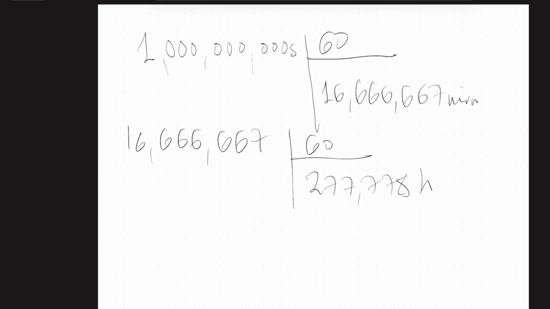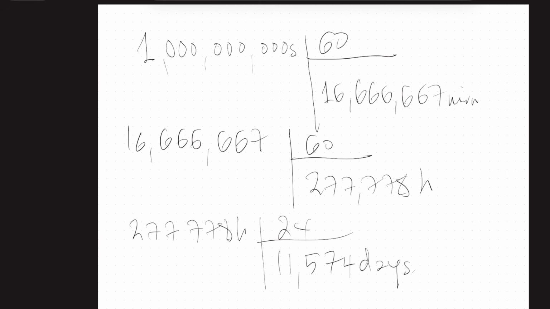Let's continue breaking it down. We divide 277,778 hours by 24. That will give us a number like this: 11,574 days. Let's continue further. Let's convert 11,574 days into years. So 11,574 days divided by 365 will give us a number like this.